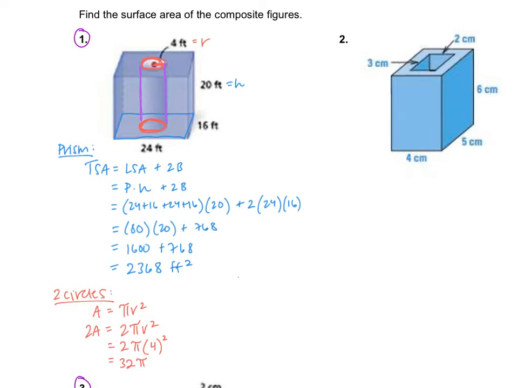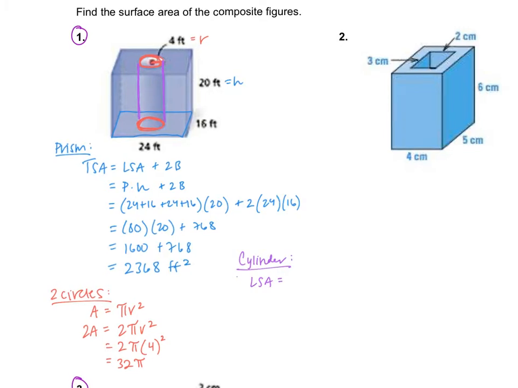So focusing on just the cylinder piece, we're going to focus on the lateral surface area. The formula for the lateral surface area of our cylinder is going to be C times H, where C stands for the circumference of our circle. So as a reminder, circumference is 2 pi r, times the height of that cylinder.